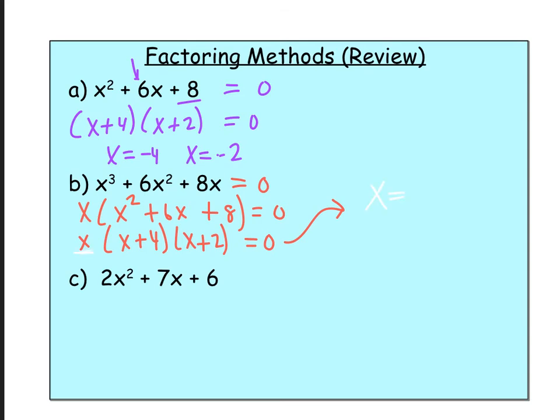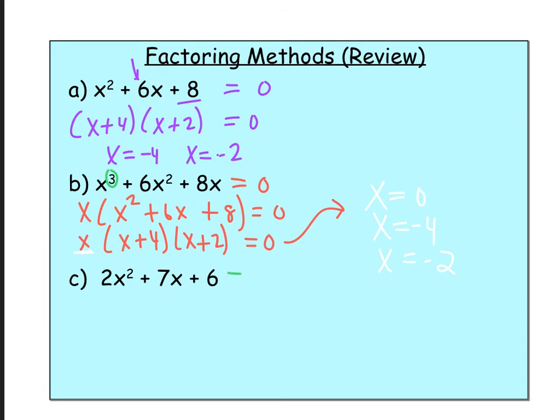X could equal 0, x could equal -4, or x could equal -2. Okay, so that one did have 3 solutions, right? It was a third degree, so again, you're going to get 3 answers. Sometimes they repeat, and we'll see some of that. But that's a quick review there.